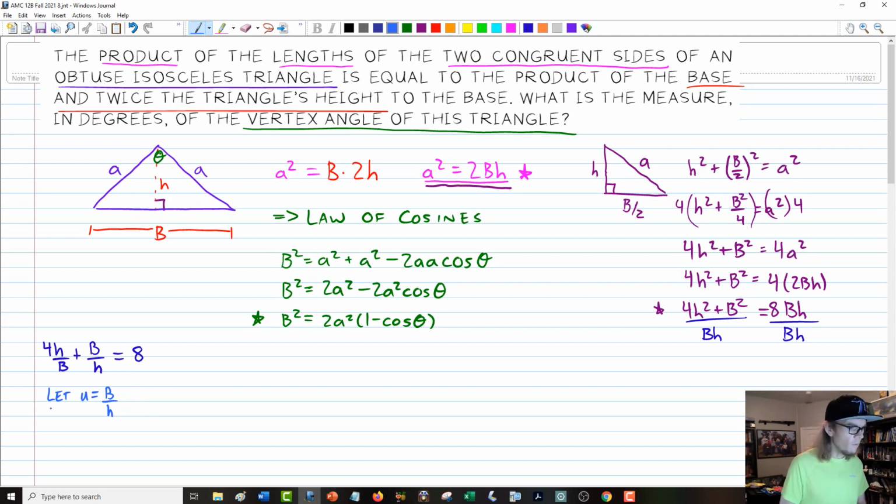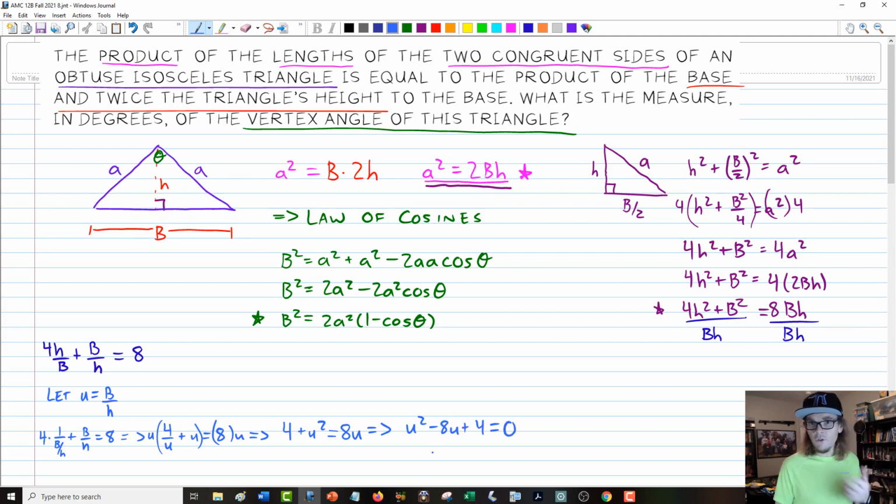So now what does that do? Well, looking at our equation, this is 4 times 1 over (b over h) plus b over h, all equal to 8. So what's that going to look like? Well, if I make that substitution, I'm going to have 4 over u plus u equals 8. And now I can multiply this entire equation, on both sides of course, keep balance, by u. And when I do, I get 4 plus u squared is equal to 8u. And if I move this around a little bit, I'm going to get a quadratic relation. u squared minus 8u plus 4 is equal to 0.